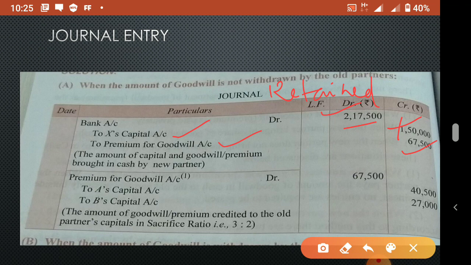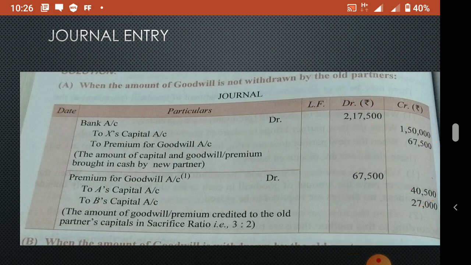Now, premium for goodwill: capital we cannot touch. Capital is the amount that belongs to that partner, so no one can share it. Only the goodwill amount we can share. So 67,500 we already shared in the working notes. A is getting 40,500 and B is getting 27,000. So premium for goodwill is debited here. Premium for goodwill account debit to A's capital, to B's capital. Now A and B are getting this amount. So in A's capital account and B's capital account, we write by premium for goodwill and write this amount. This is when they retain it in the business.